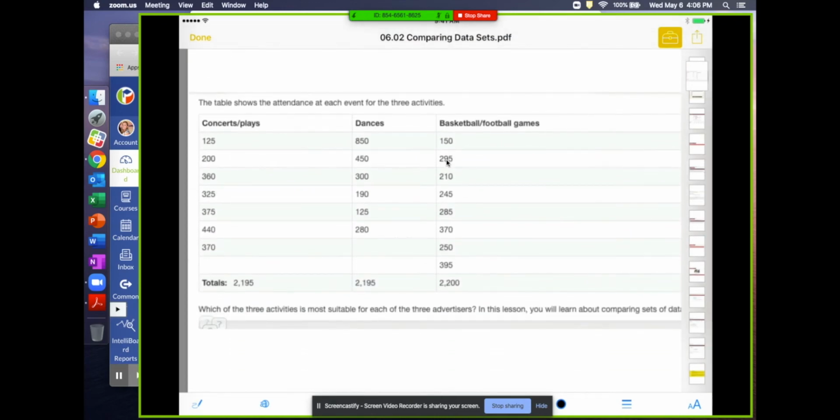So here's the data. It has the totals across the bottom. Then which of the 3 activities is most suitable for each of the 3 advertisers? As we go through the lesson, we're going to talk about the different types of statistical methods to determine these kinds of things, what they mean, and how to use them.